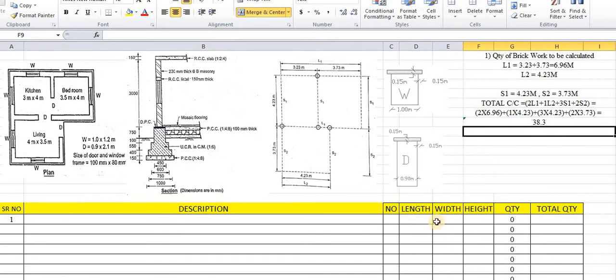What is next? After finding this, we have calculated the total length of long wall, short wall. Again we have taken L1, L2, all these things. The next important step is to find out the quantity of brickworks. We have to see L1, L2, S1, S2 while finding the quantity of brickworks. As I have already said, the same procedure was used to find out the UCR, uncoarse rubble masonry. The same procedure is used for the brickwork.